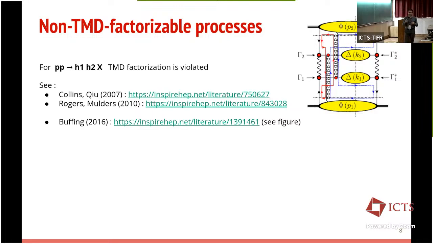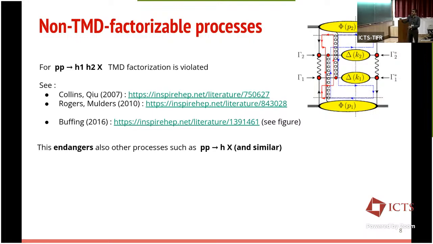The reason is that you cannot really disentangle the Wilson lines in the various correlators that you have here. So it's impossible in the TMD case to have a factorization of cross sections with well-defined objects for the two initial states and the two final states. So there are actually in these papers counterexamples that tell you that factorization is violated in this case. I invite you to check them out.